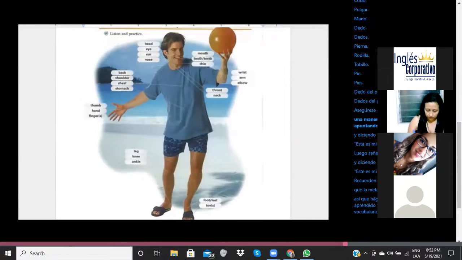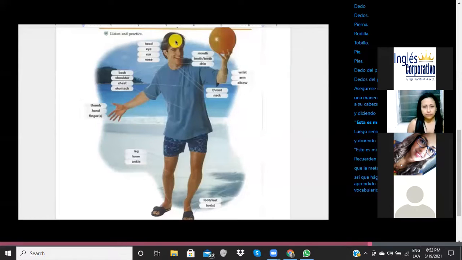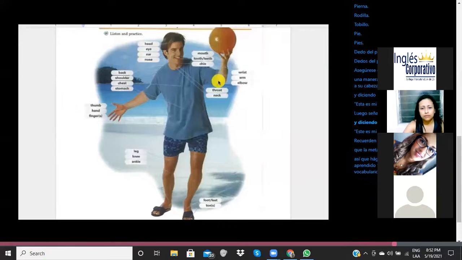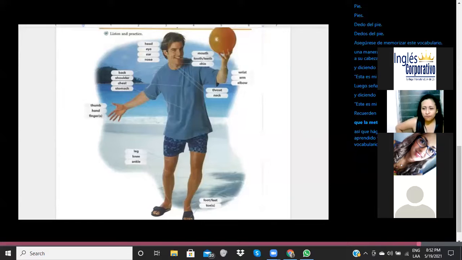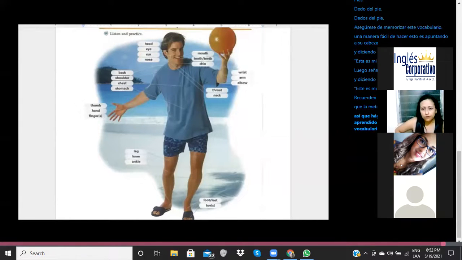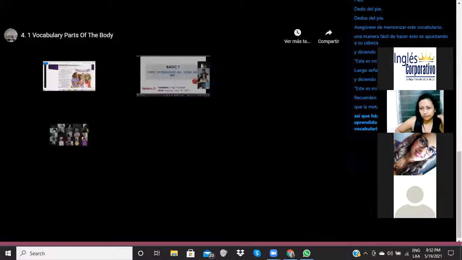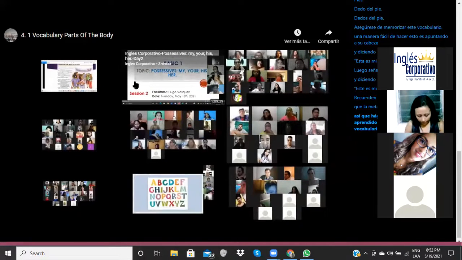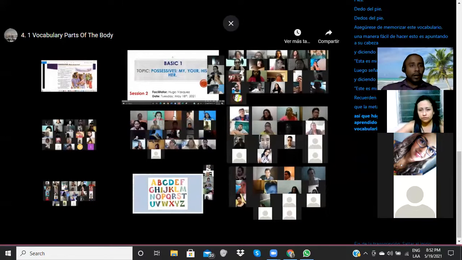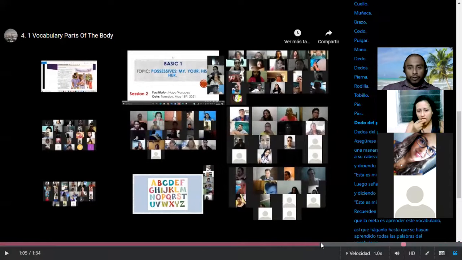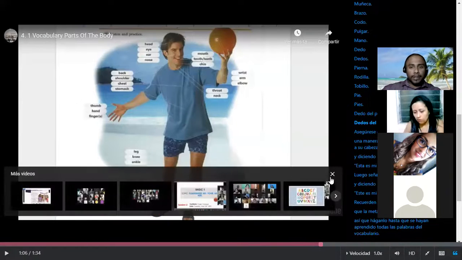An easy way to do this is by pointing to your head and expressing, "This is my head." Then pointing to your arm and saying, "This is my arm." Remember, the goal is to learn this vocabulary, so do this until you have learned all the vocabulary words. So for homework, I would like for you to practice this pronunciation.